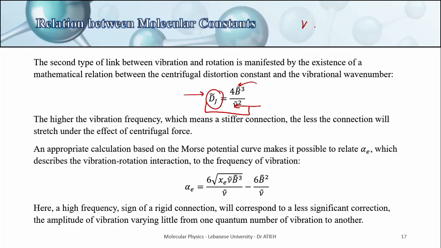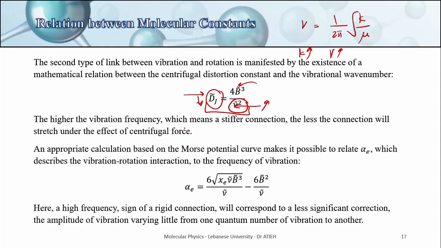So remember that the frequency is equal to 1 over 2 pi times the square root of k over mu. So if k, the stiffness constant of the bond, increases, the frequency will increase. So large values of vibrational frequency or large values of vibrational wave number correspond to large values of k. Large values of k means a stiffer connection. In this case, if nu is large or nu bar is large, D will be small and the centrifugal effect is very weak. So the connection will stretch less under the effect of the centrifugal force. So this is what we can see from this formula.